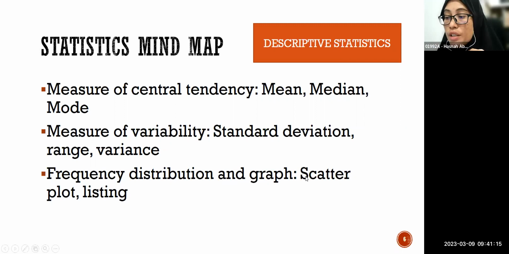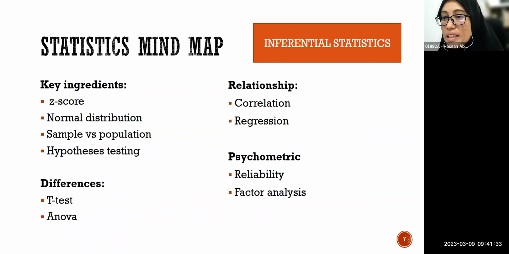And then you can also do a scatter plot or a listing, maybe a graph. You can produce a graph. This is for the descriptive statistics. And then the next one is for the inferential statistics. This is for your knowledge. We are not going to cover everything today.